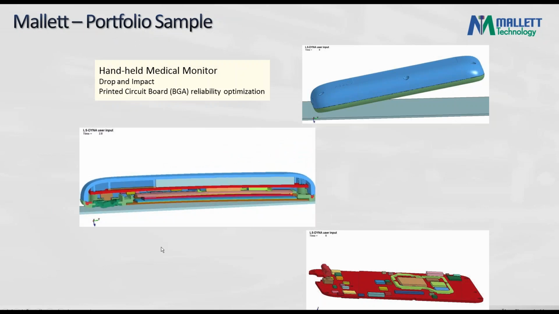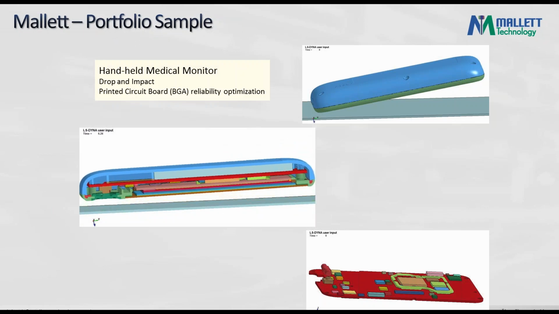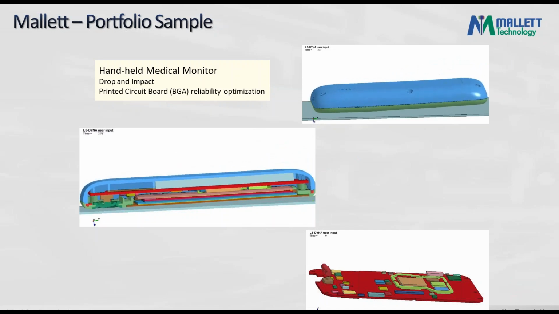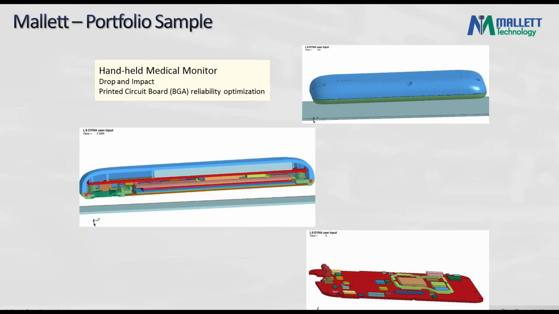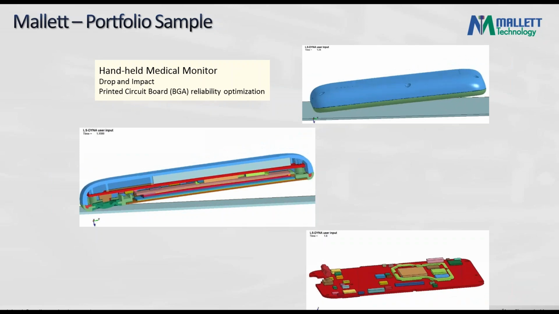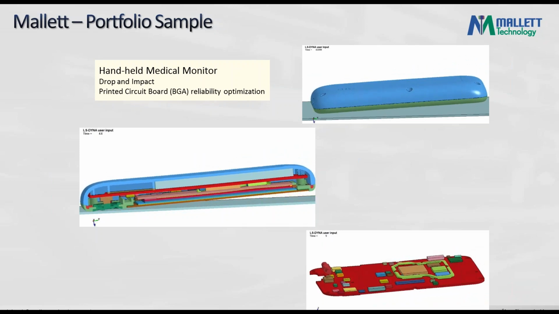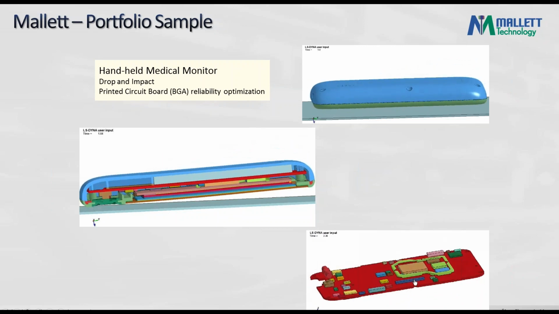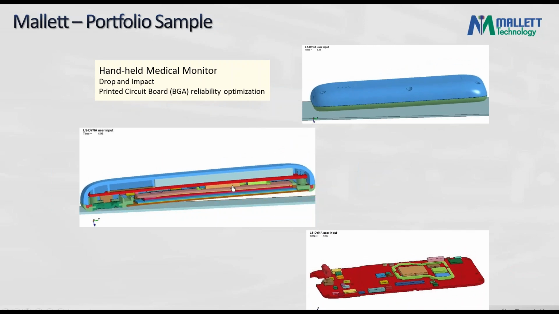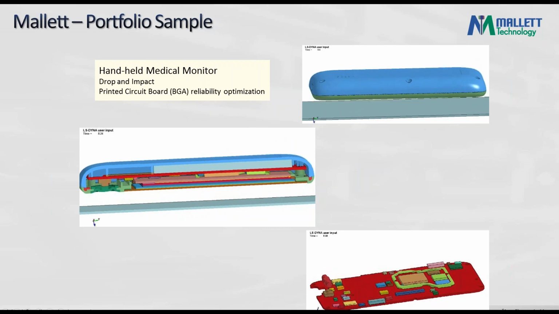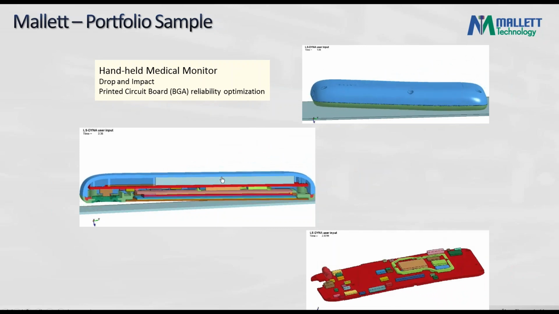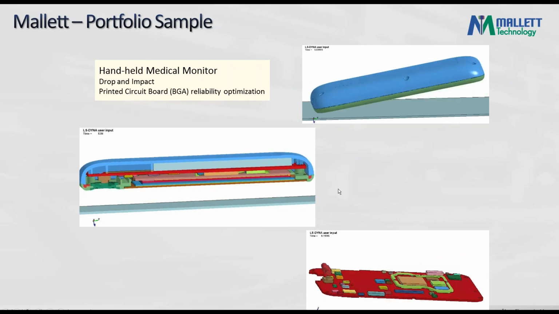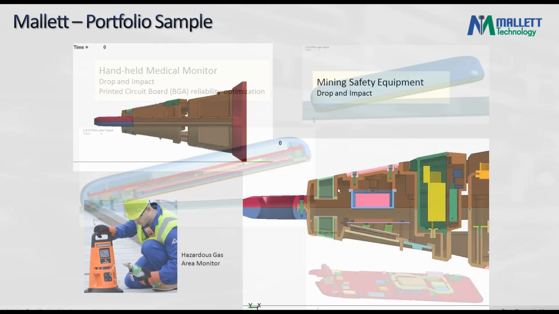So the rest of the presentation is just some examples of the work that we've done here at Mallett using this kind of solver. This is a handheld medical monitor. If you were to look at one, you might think it's a mobile phone. It looks like a smartphone. But this is just a typical drop and impact analysis. We pick up all kinds of stuff. We were actually looking at BGA failures, solder joint failures on the circuit board in this device, and helped them make some geometry changes to reduce the stresses into the core of the device. It also has a glass touch screen. We're familiar with and capable of predicting glass failure and that kind of thing.